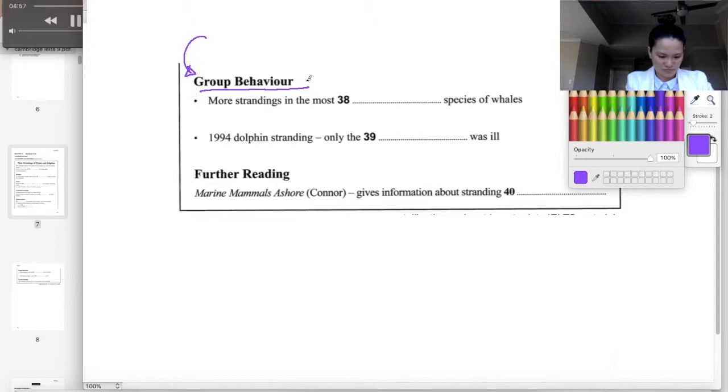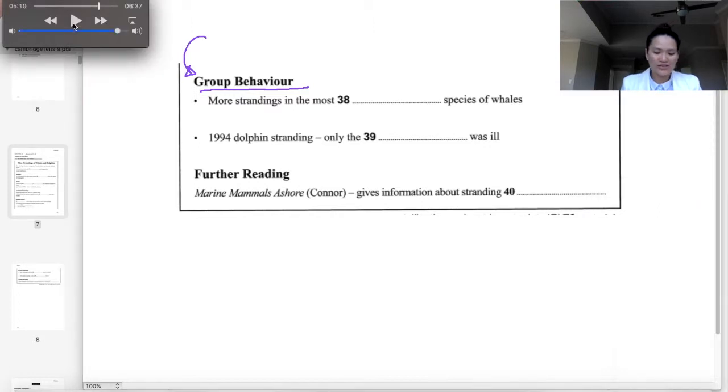The theory is also supported by evidence from a dolphin stranding in 1994. Examination of the dead animals revealed that, apart from the leader, all the others had been healthy at the time of their death. That's really interesting.